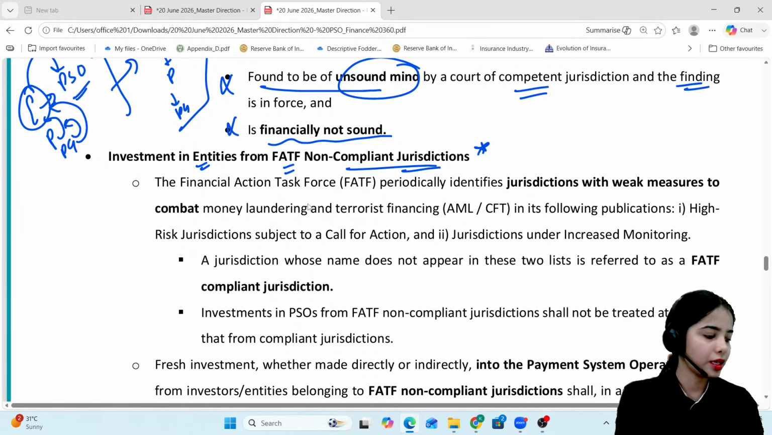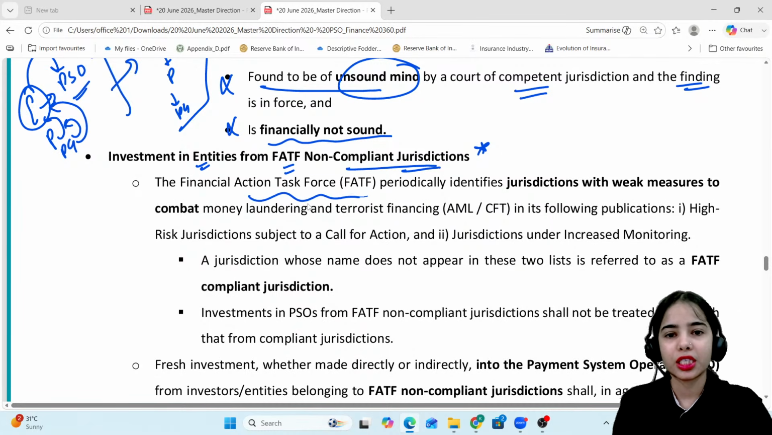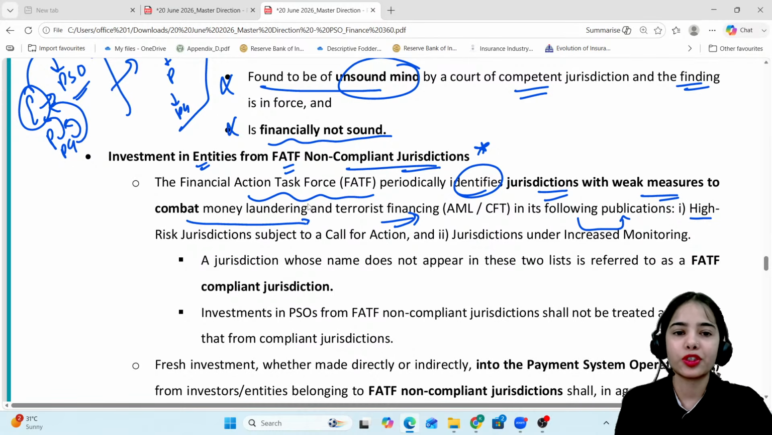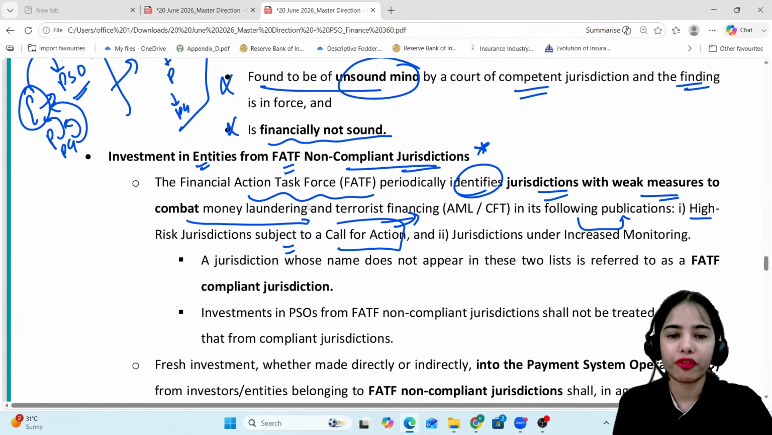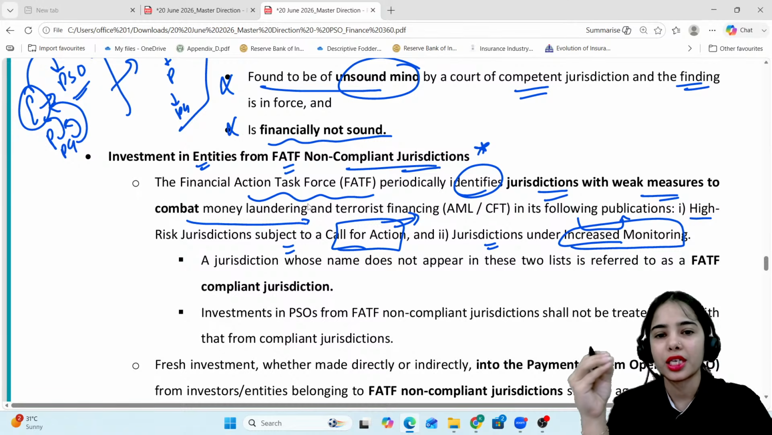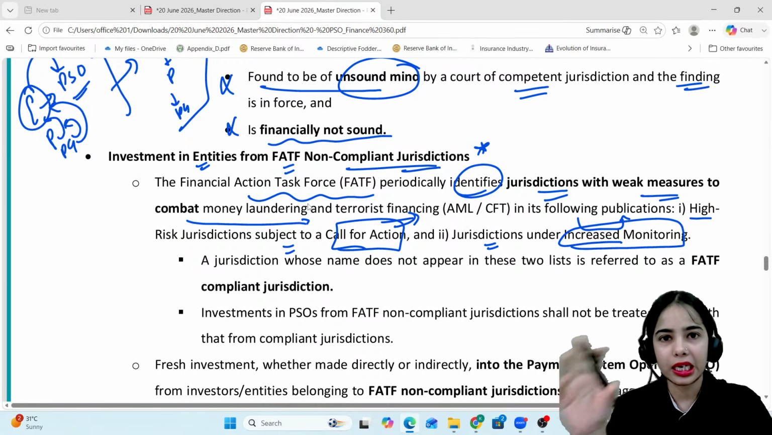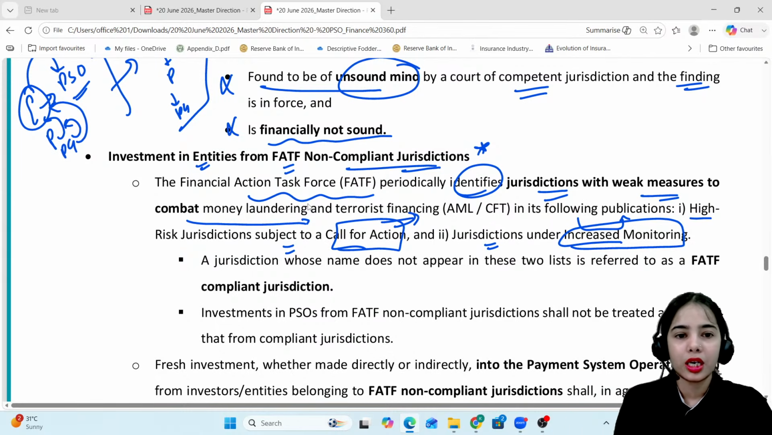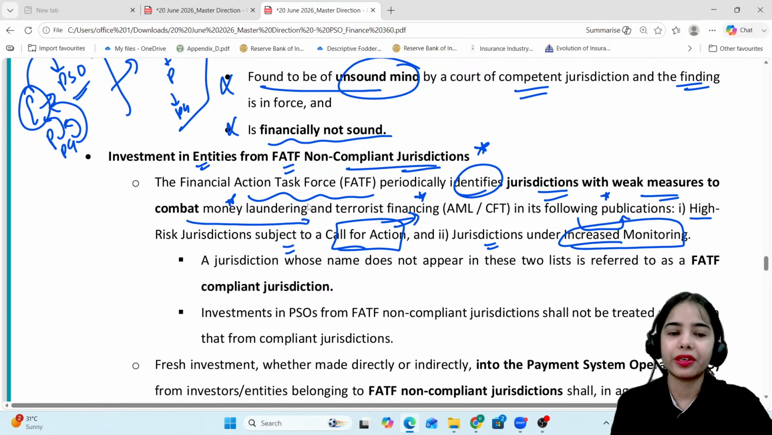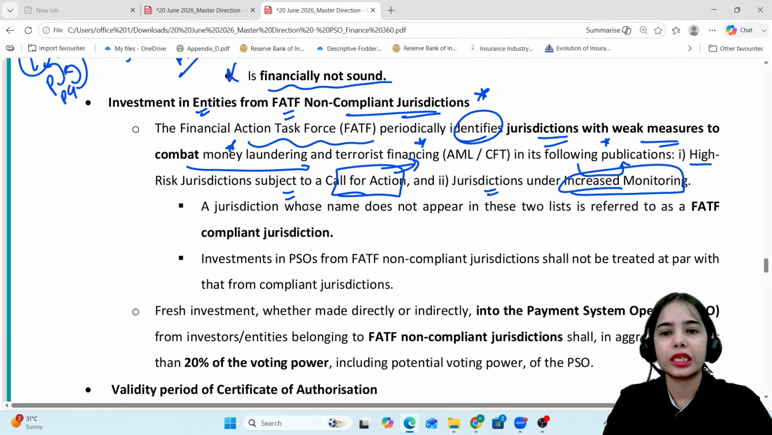Now coming to the next point. The Financial Action Task Force periodically identifies jurisdictions with weak measures to combat money laundering and terrorist financing in its following publications: the high risk jurisdictions subject to a call for action, and jurisdictions under increased monitoring. So basically, the Financial Action Task Force periodically identifies certain countries with weak measures to fight against money laundering and terrorist financing in these publications.